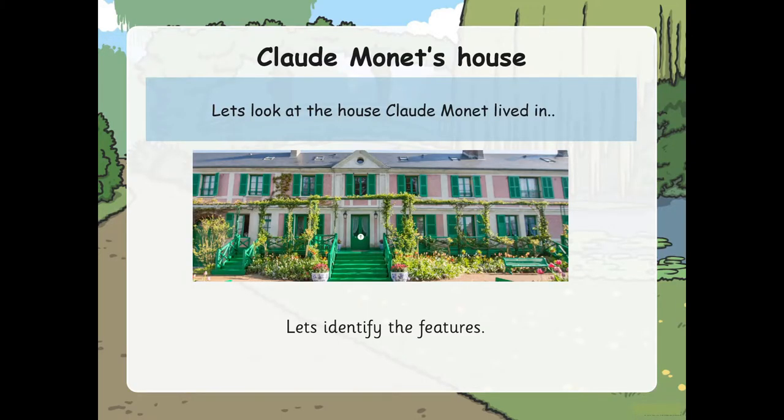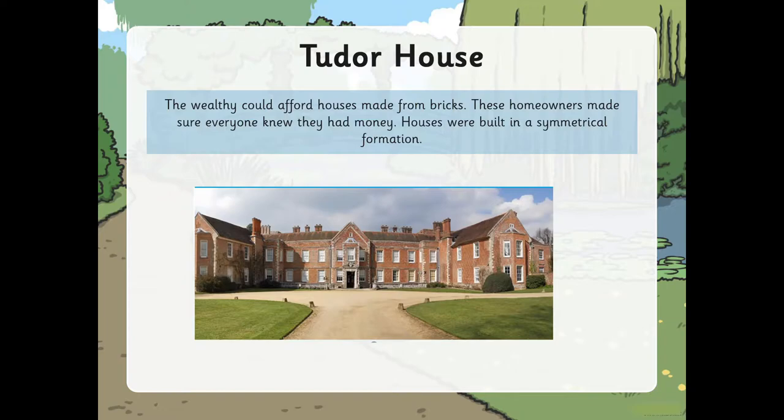So, we've been learning about the famous Impressionist artist Claude Monet. Let's take a look at his house in Giverny in France. This is a bit of an unusual house compared to the houses that we see every day. Let's look at the features. Well done. Yes, it's got shutters, wooden shutters by the windows, and it's got lots of glass windows. And also, it's spread out over a lot of land. So it's typical of a Tudor house.